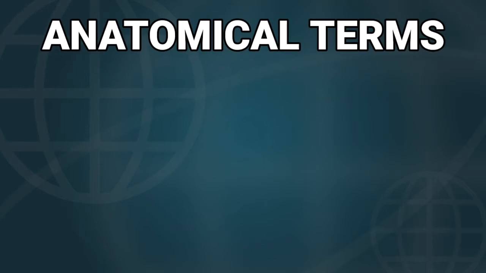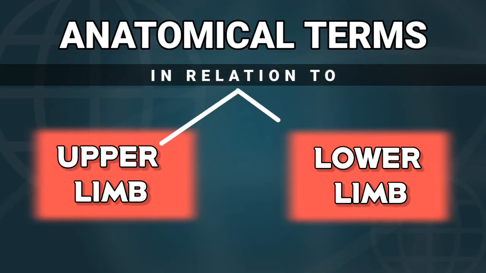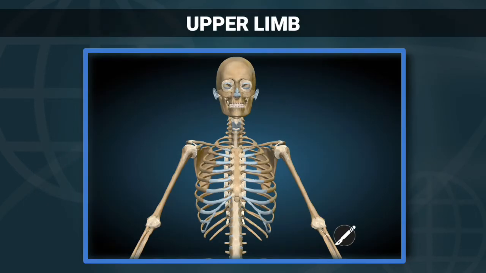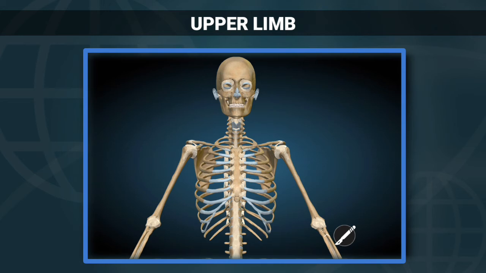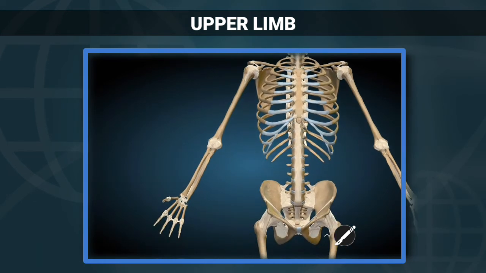In today's lecture, we will discuss various anatomical terms in relation to the upper limb and the lower limb. Anatomical terms used in relation to the upper limb. So this is a typical human body, and we are discussing various anatomical terms used in relation to the upper limb. This one is the right upper limb.